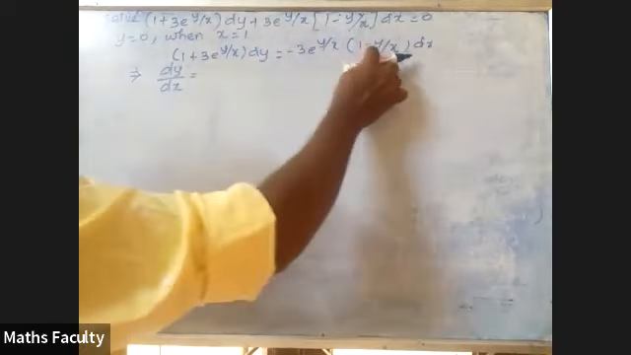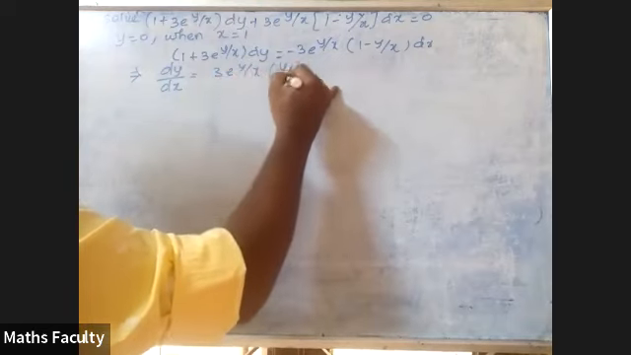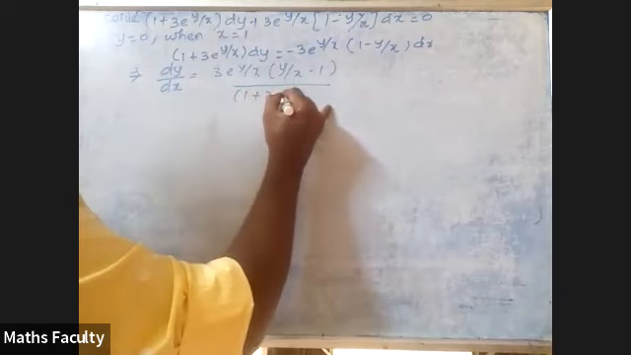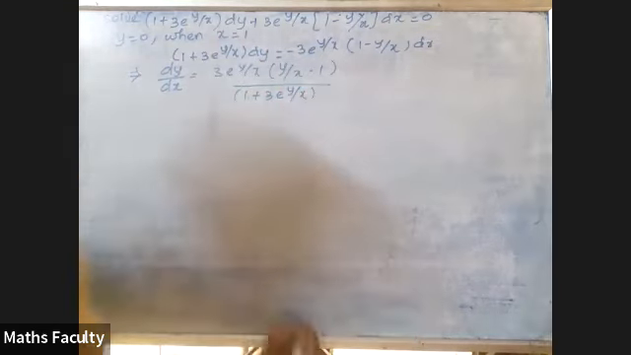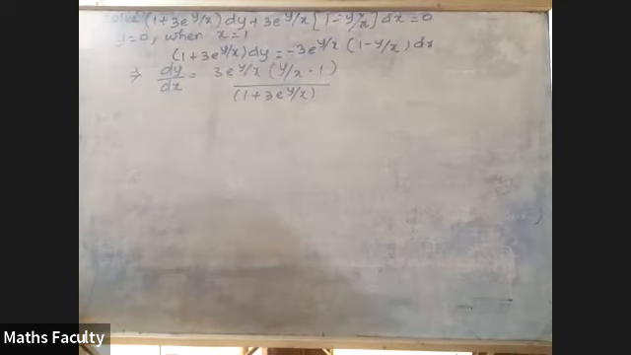Therefore, I can write dy by dx equals 3 e power y by x into y by x minus 1, divided by 1 plus 3 e power y by x. We just change the minus to plus. This is all in terms of the homogeneous type. Sorry, 1 minus y by x becomes y by x minus 1. Okay?